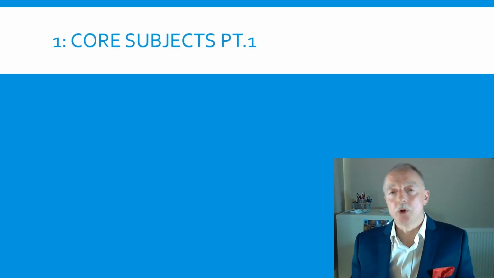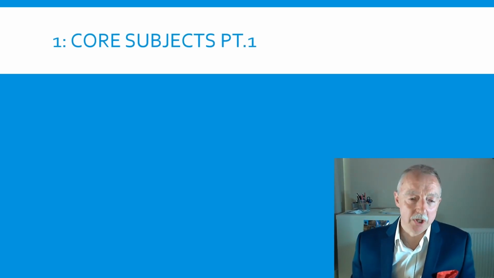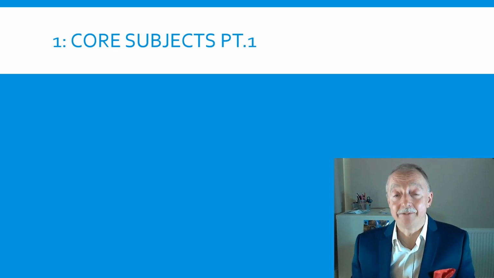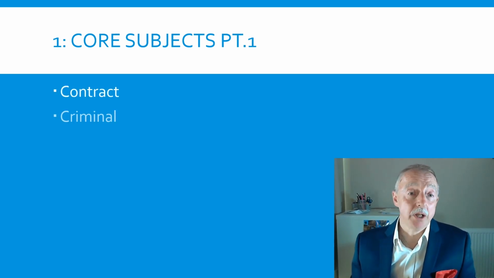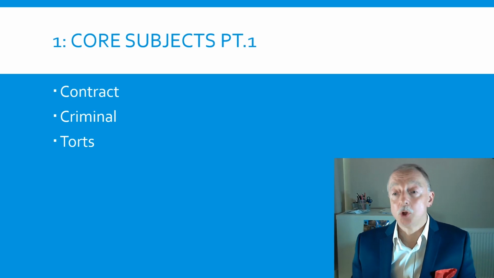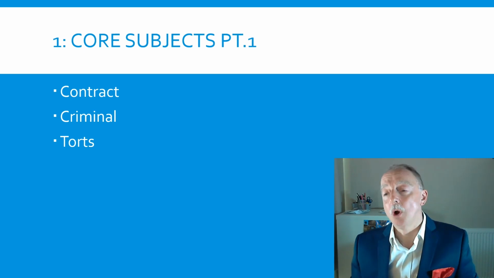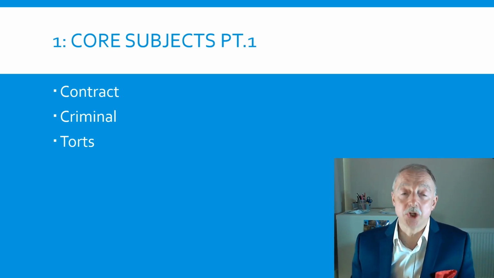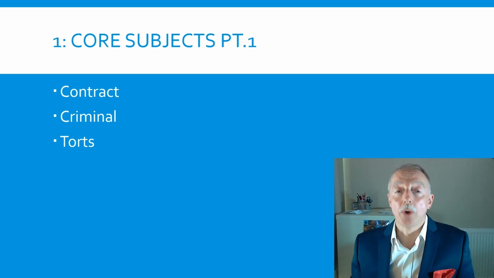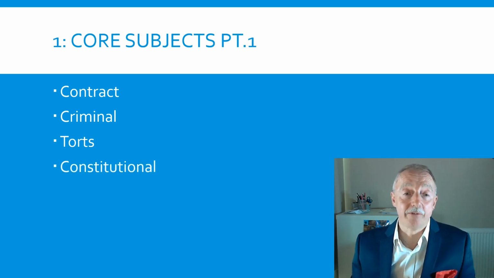First up then, it's worth talking about core subjects. Now, the first four I would identify would be contract, criminal, torts, in other words that's the law of wrongs, or the law of negligence more often than not, but there's a whole group of other types of wrongs in addition to negligence, and that's a whole area of civil law in itself. And finally, constitutional law. So contract, criminal, torts and constitutional law.